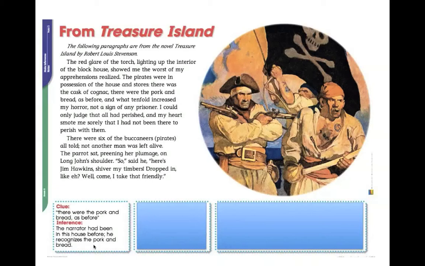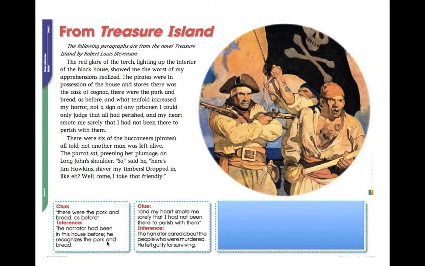All right, fifth graders. My inference concerning the narrator and his relationship with the prisoners is that the narrator cared about the people who were murdered, and he felt guilty for surviving. And the clue that I used that really helped was when he wrote, "And my heart smote me sorely that I had not been there to perish with them," which means that he wanted to die too, and he feels bad that he's still alive.